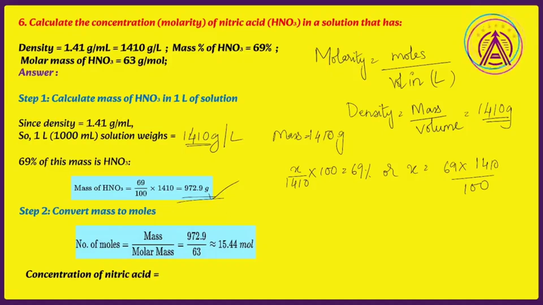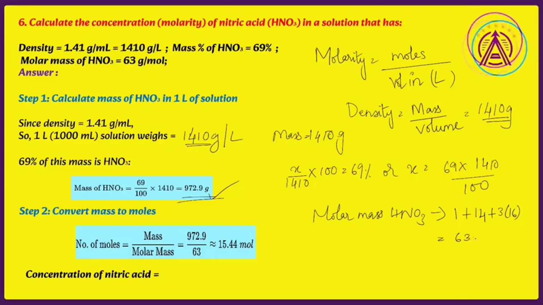Now, from this mass, how can I calculate the moles? First thing is I need to calculate the molar mass of HNO3. What is the molar mass of HNO3? It is 1 plus nitrogen is 14 plus 3 into 16. So I end up getting 63 grams per mole. Once I know the molar mass and the mass, moles is nothing but mass by molar mass, which is 972.9 divided by 63, which is 15.44 moles.